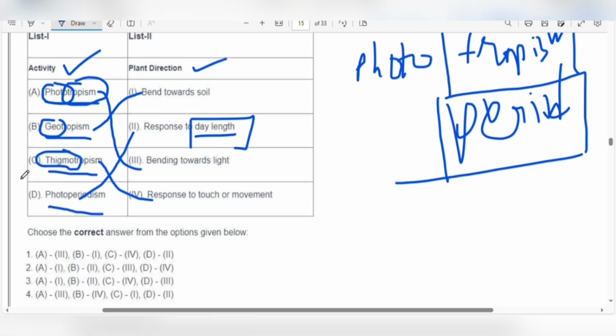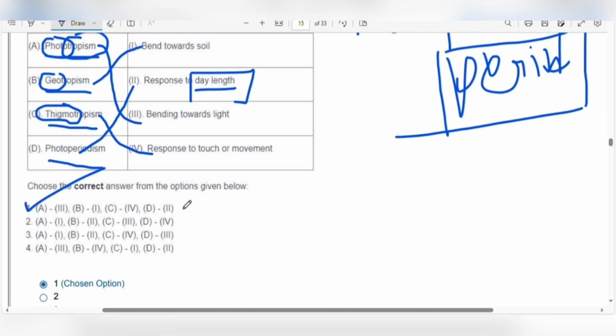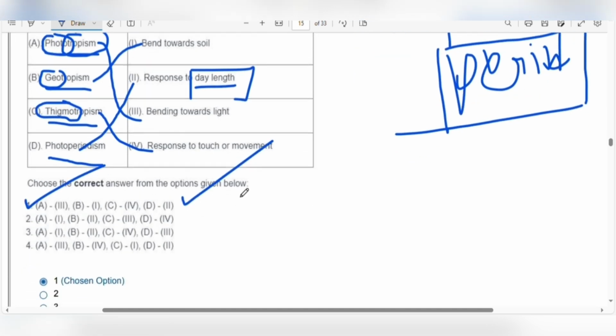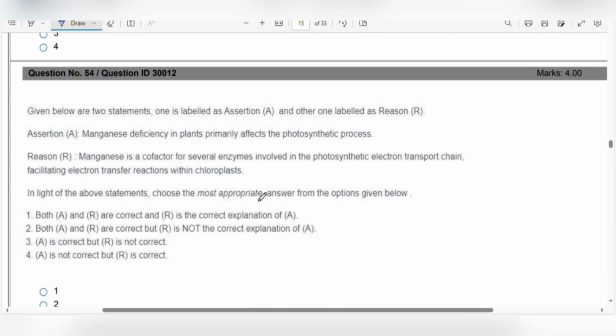So we get our answer. It is A3, B1, and it is option 1. That's a very easy one, right? All right, moving on to the next question. This is another assertion reasoning question. You have to be very careful.